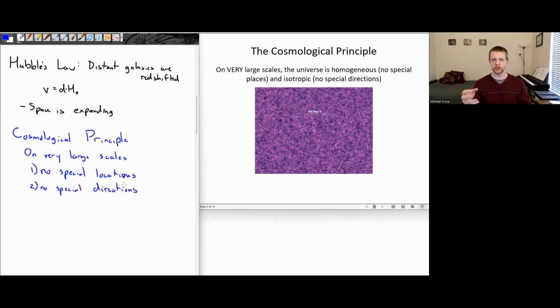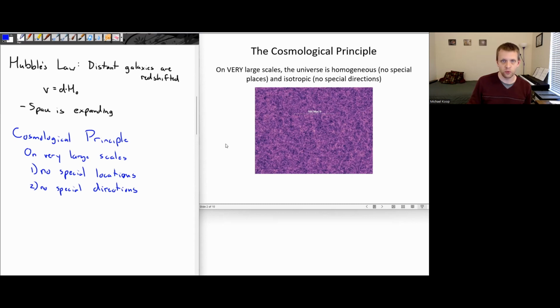When we look at the expansion of the universe, the pattern that we see where more distant objects are moving away from us more rapidly, all observers, no matter where they are in the universe, will see this same effect: that all objects are moving away from them, and the further away that object is, the faster it's moving away. So there are no special locations, and again, on very large scales, no special directions. The way that space is expanding this way looks exactly the same as the way space is expanding this way.